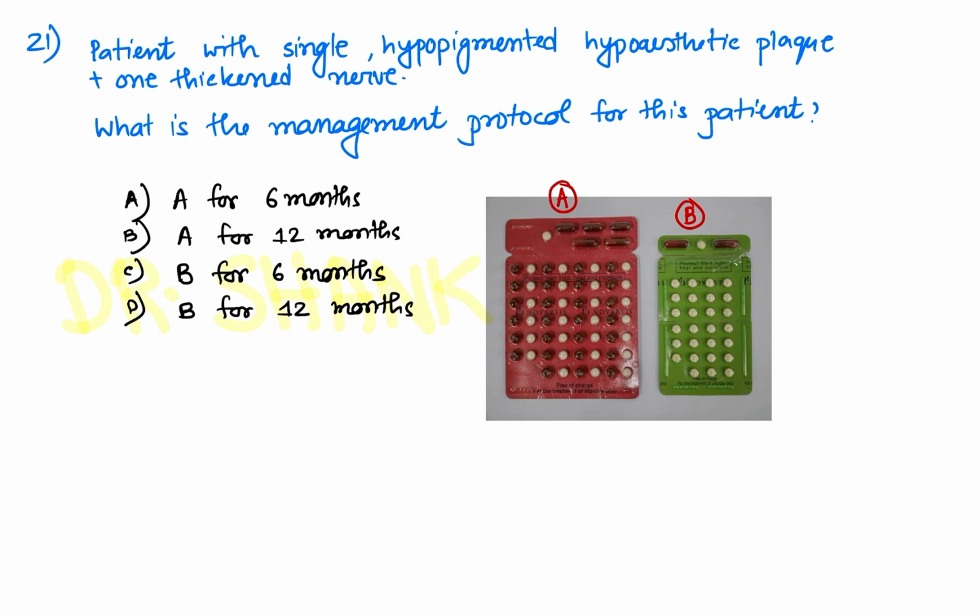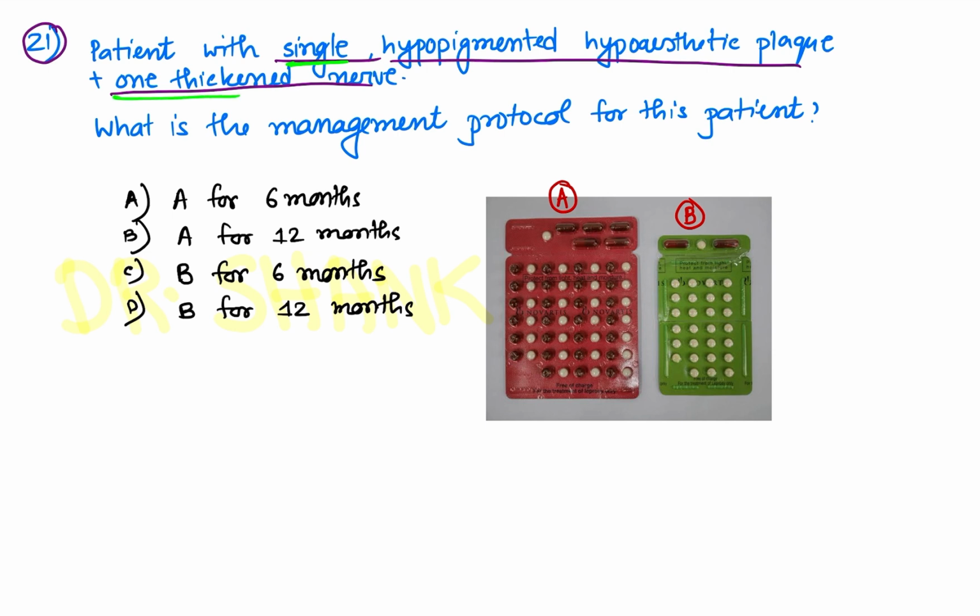So starting with question number 21, a patient with a single hypopigmented hypoaesthetic plaque along with one thickened nerve presented to you. What will be the management protocol for this patient? So this is a case of nothing but leprosy, as the patch was a single hypopigmented and hypoaesthetic patch along with one thickened nerve.